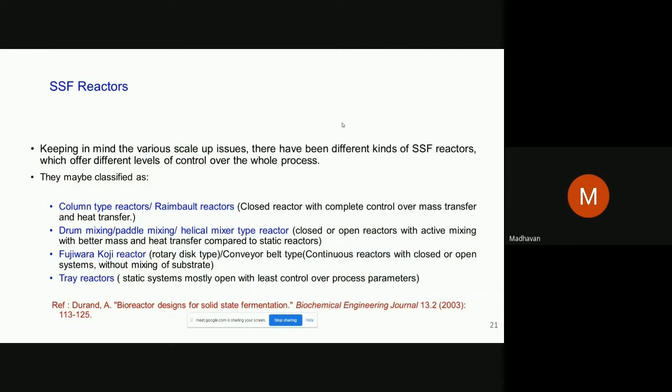And like submerged fermentation, SSF can also be done at scale up. Different reactors are available: column type reactors, also known as rainbow reactor, then drums, and koji tray reactor. There is an excellent reference by Durand in the Biochemical Engineering Journal on bioreactor designs for solid state fermentation. Those who are pursuing masters and other courses can refer to it. This is very good, and you can get a whole idea about the different reactors.